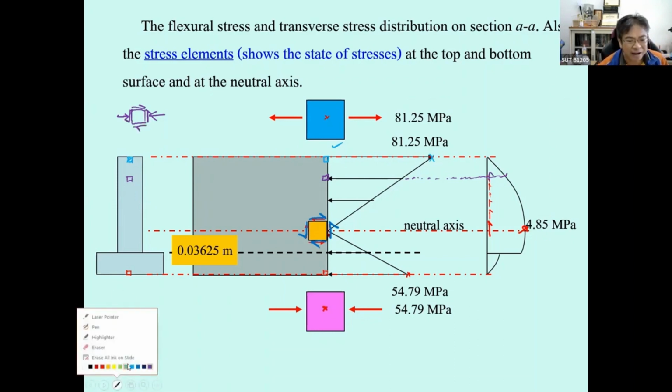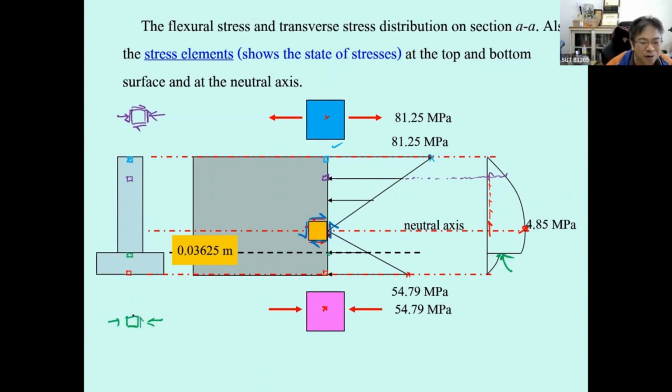And then if you just prefer to draw the stress element at the top of the flange, this one will be in compression, and then it's going to have shear stress with this smaller value. So you may just draw this stress element. So you can draw any point.